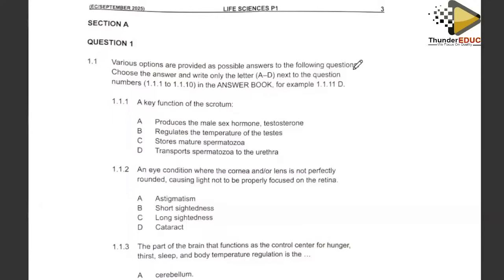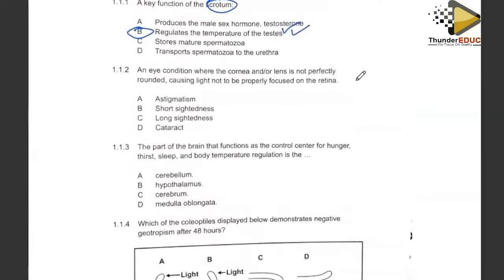They're asking about the key function of the scrotum. What is the function of the scrotum? Remember, the scrotum is the part that is protecting the testes. The wrinkled structure you see outside is what is called the scrotum. So the function is basically, as I've said, for that question.